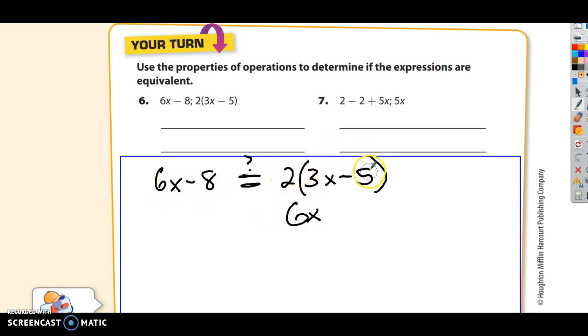2 times 5. What's 2 times 5? It's 10. And then I bring my minus sign down. This side over here is 6x minus 10. This side over here is 6x minus 8. Are they equivalent? The answer is no.